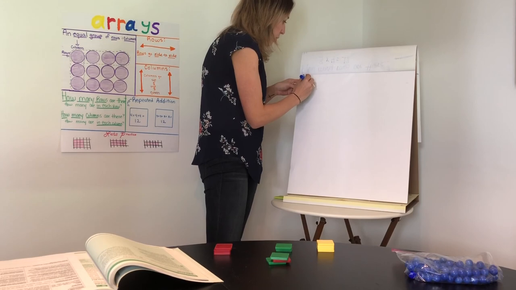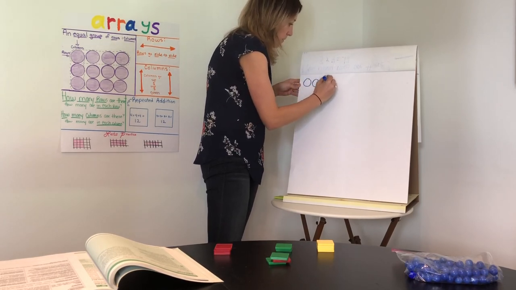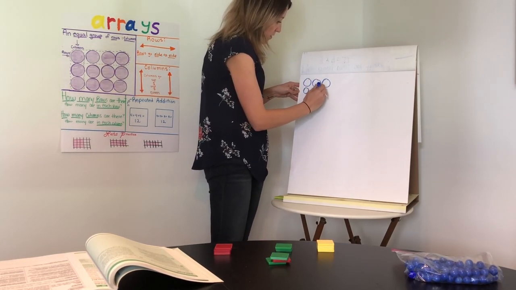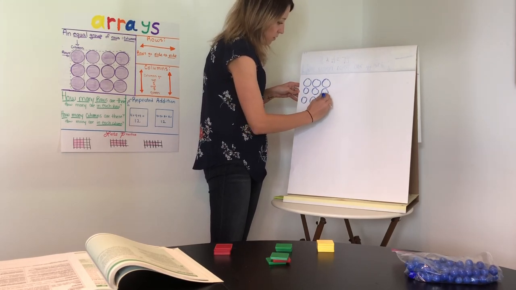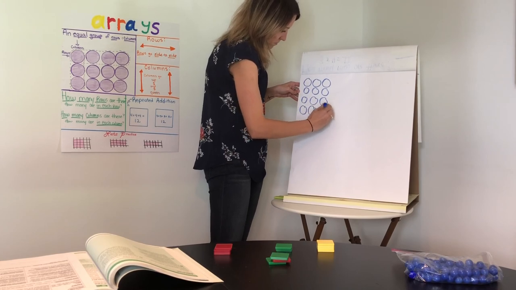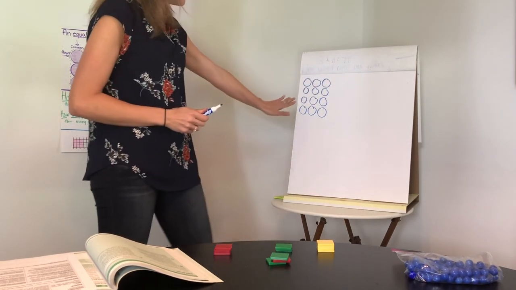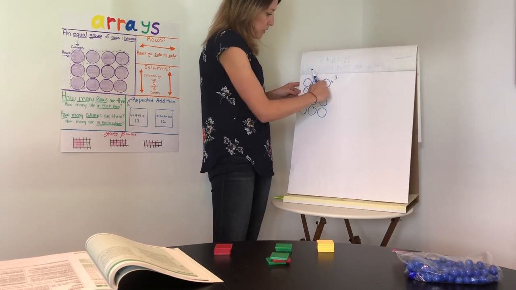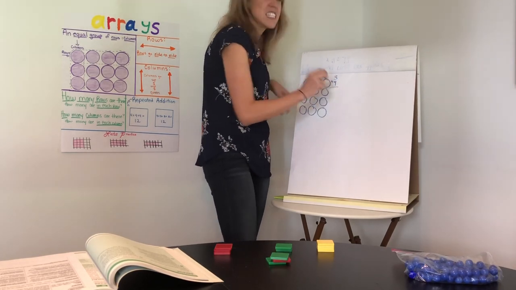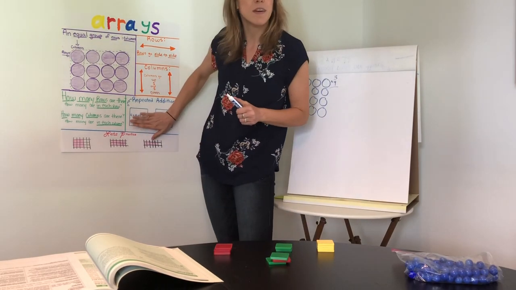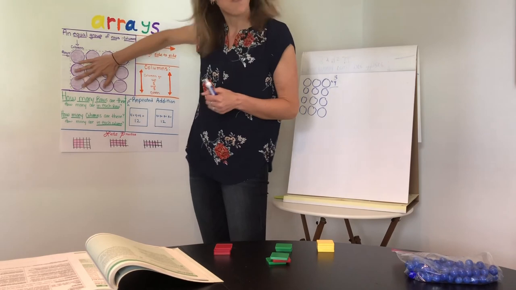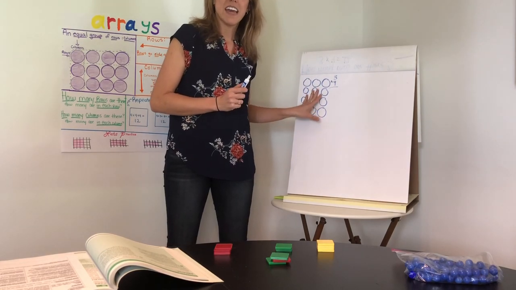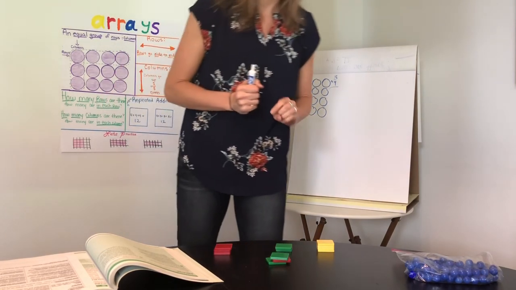So we could show 3 columns with 4 in each column. Now that was a great question because if you look, we have now 3 columns multiplied by 4 rows. So we get the same numbers, which is going to give us the same answer. So yes, you did. You flipped yours. Good job. He showed me that he could do his array this way and get the same answer. They do mean the same things.